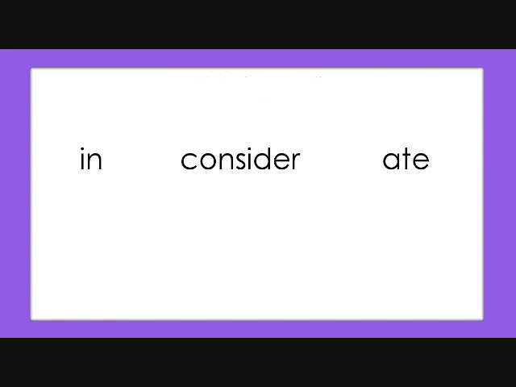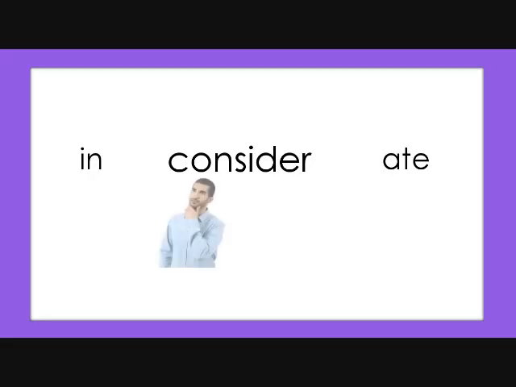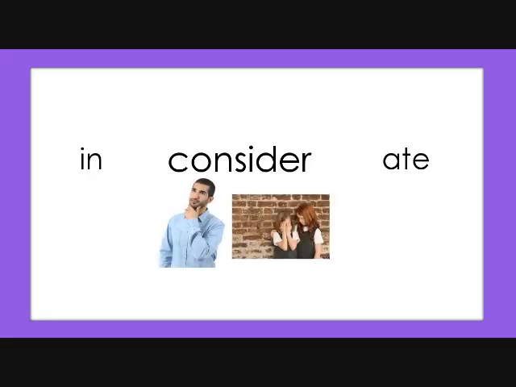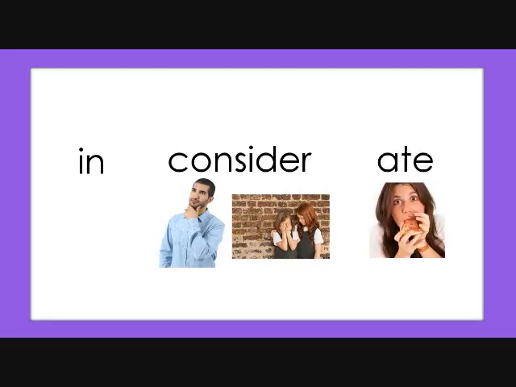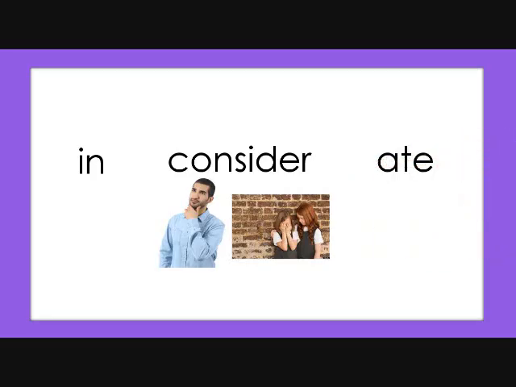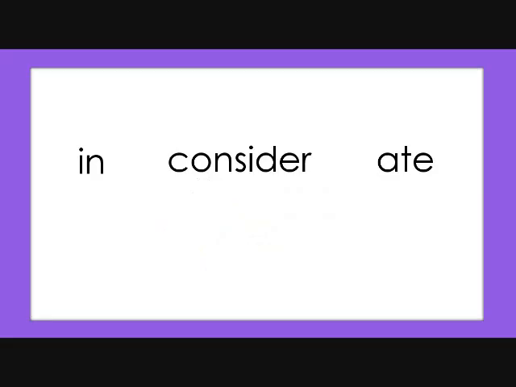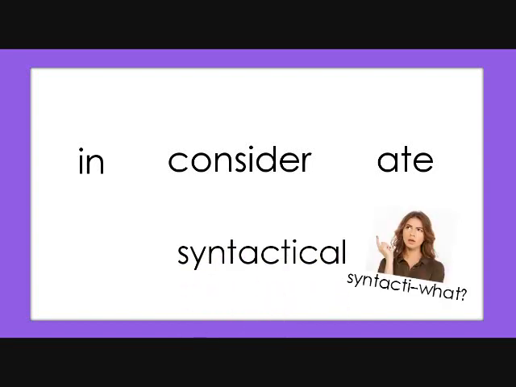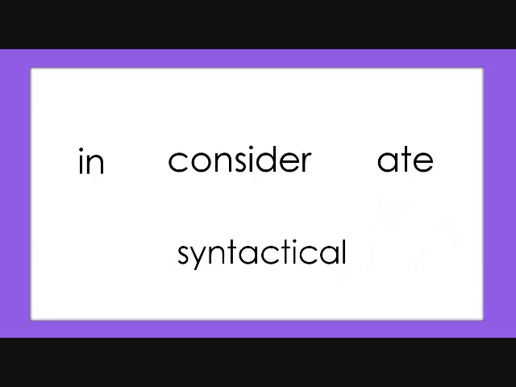Let's go back to the example inconsiderate. You may say, okay, so consider carries a meaning. It is a verb that means thinking carefully about something or regarding something or someone. But what about in and ate? No, not that kind of ate. They don't have meaning to me. It is because they have a functional meaning. They may not make sense alone, but they carry a kind of context for a word. And most of the times, this meaning is syntactical. Syntactic what? Syntactical. It has to do with the role or the function that words have in a sentence.